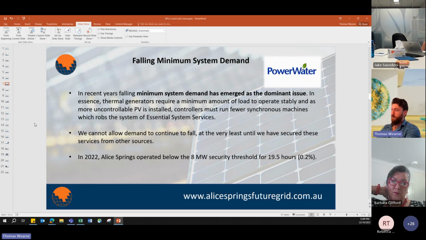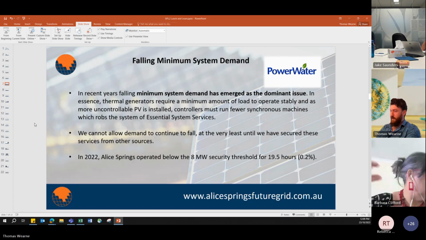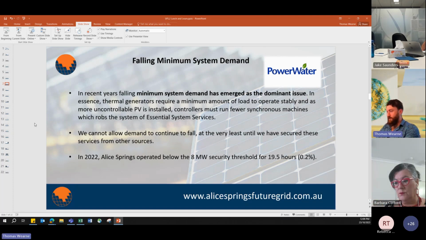And that then robs the system of essential system services like the capacity to regulate voltage, frequency, and ride through faults. So we can't allow demand in the system to continue to fall, at the very least until we've secured these essential services from other sources. And in 2022, Alice Springs actually operated below its security threshold for 19.5 hours, which works out to about 0.2% of the time.